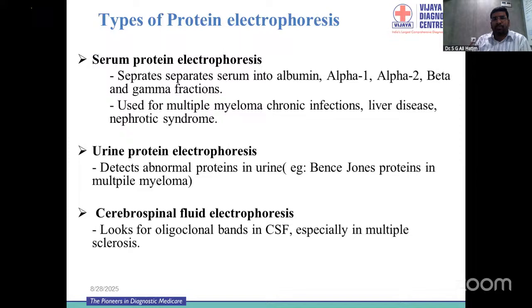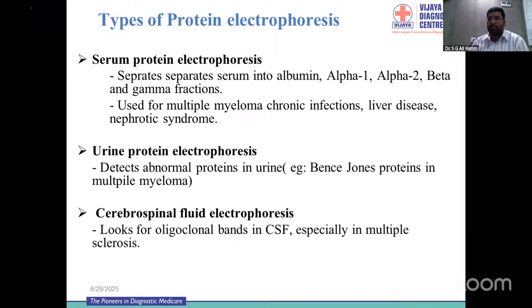Coming to the types of protein electrophoresis. First, it is serum protein electrophoresis, where we run the serum samples, and the proteins are separated into albumin, alpha 1, alpha 2, beta, and gamma fractions. Basically, it is useful in the diagnosis of multiple myeloma, chronic infections, liver diseases, and nephrotic syndrome.